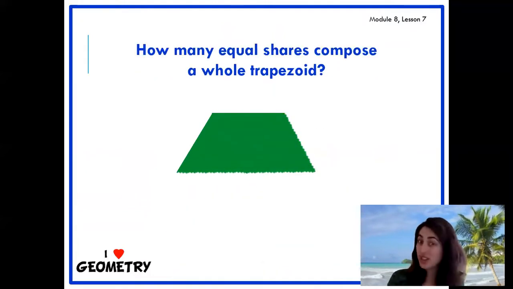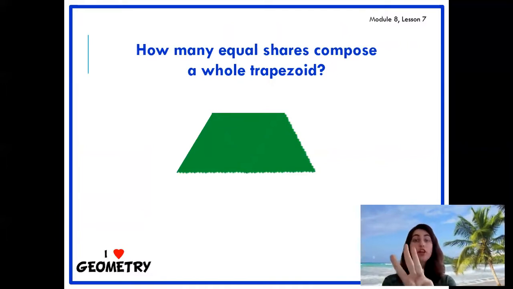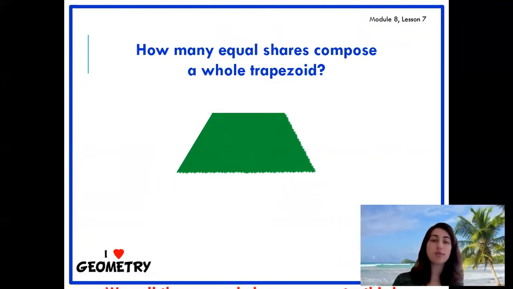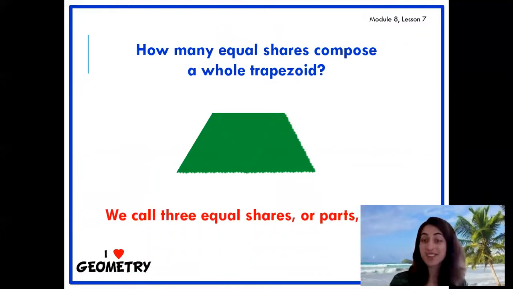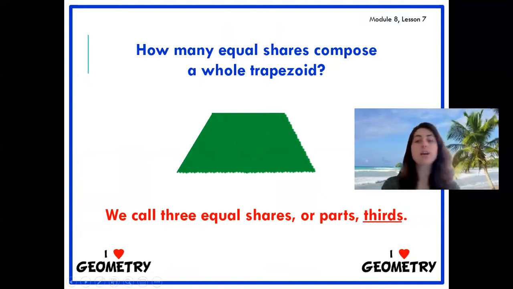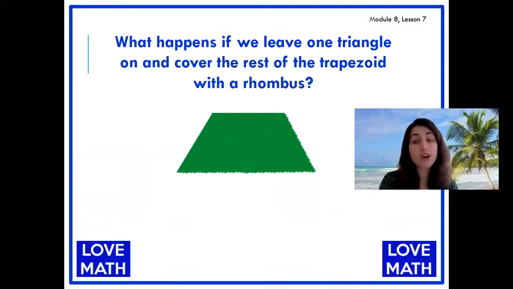How many equal shares compose a whole trapezoid? Well, in this picture, 3 equal shares because we put on 3 equal shapes. So we can call these 3 equal shares or parts thirds. Can everybody say thirds? Say thirds, thirds, thirds. We can call 3 equal shares or parts thirds.